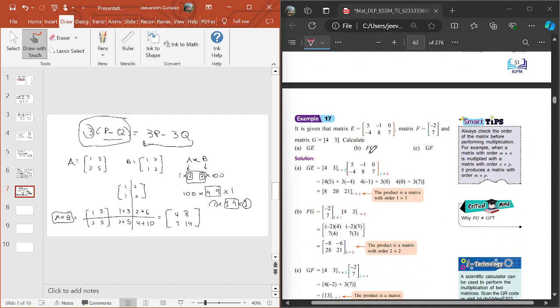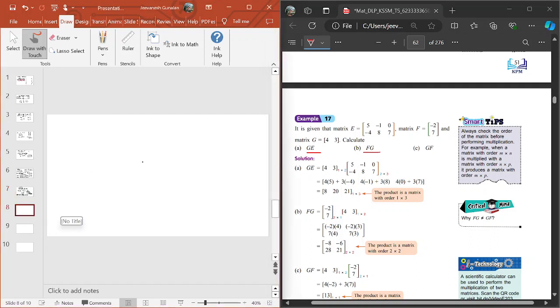Okay, let's actually do F and G, and then G with E. So G is 4, 3 and E is 5, -4, -1, 8, 0 and 7. By the way, if you want to check, G is 1 by 2 and E is 2 by 3. So the 2 and 2 are the same numbers, so they can multiply. Here there are no lines to create because it's only one row, so I just create some lines here.